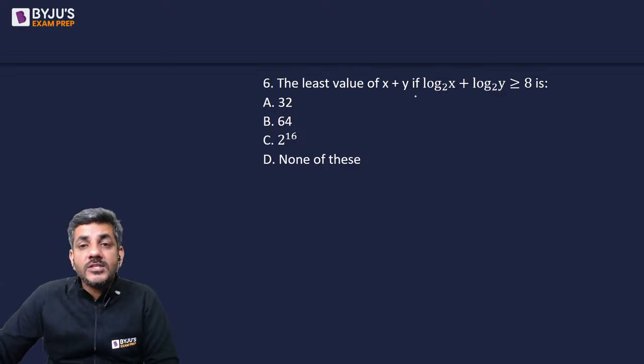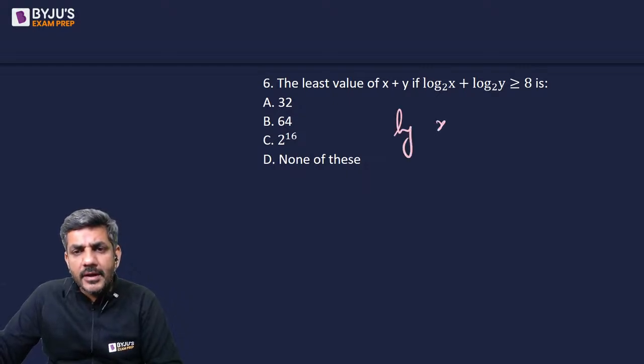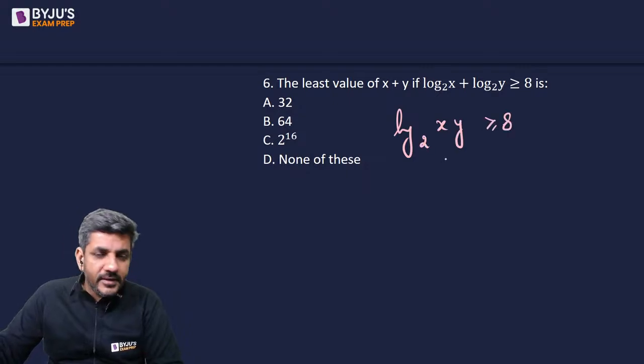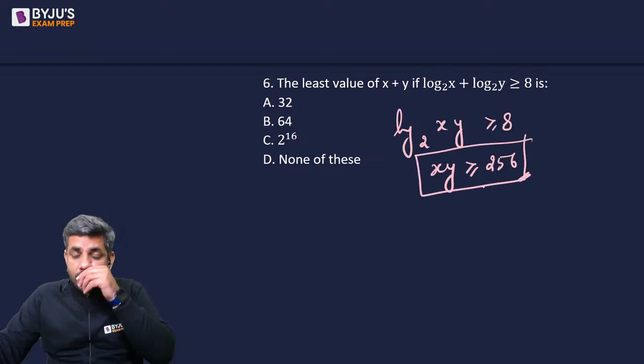The least value of x plus y, if this is given to us. Log x to the base 2 plus log y to the base 2. We all know log m plus log n is log mn. So log xy to the base 2 is greater than equal to 8. Or can I say from here that xy is greater than equal to 2 raised to the power 8, that is equal to 256. So product of x and y is 256 or more.